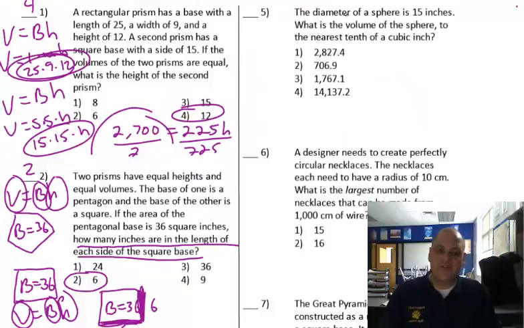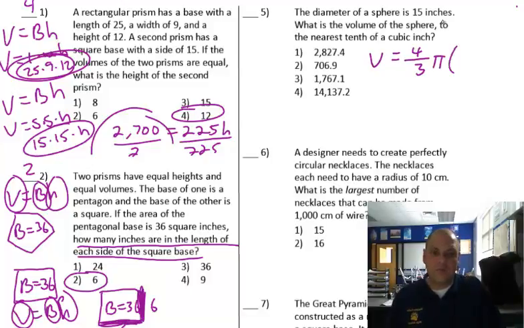The diameter of a sphere is 15 inches. What is the volume of the sphere? Okay, so volume equals 4/3 pi r cubed. It's pretty straightforward, except diameter is 15, so radius is half of that, 7.5.